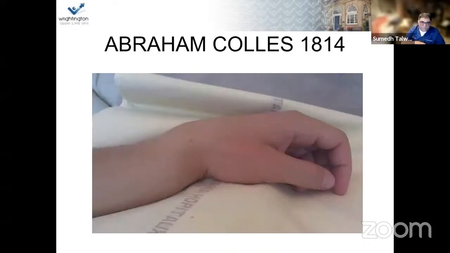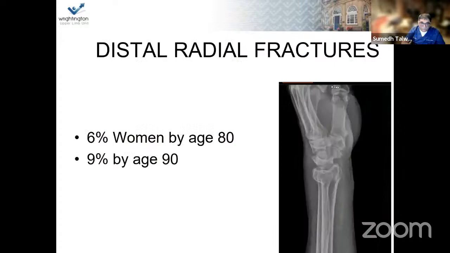We've known about this injury for close to 200 years, with Abraham Colles's first description. So what do we really know about distal radial fractures? We do know that 1 in 10 women by the age of 90 will have sustained a fracture of the distal radius. And as the population continues to age, these figures are likely to increase further.